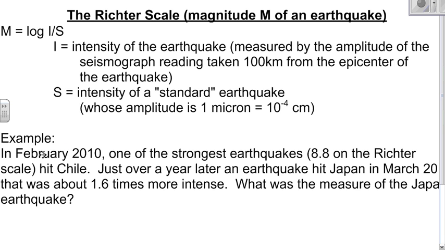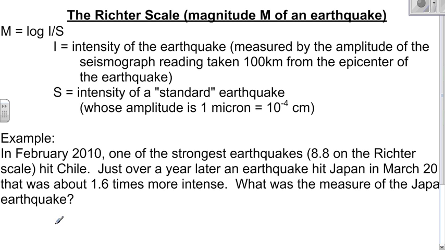So in February 2010, one of the strongest earthquakes hit Chile. It was an 8.8 on the Richter scale. Just over a year later, in Japan, it was 1.6 times more intense. What was the measure of the Japan earthquake? So we are trying to find the magnitude of the earthquake.